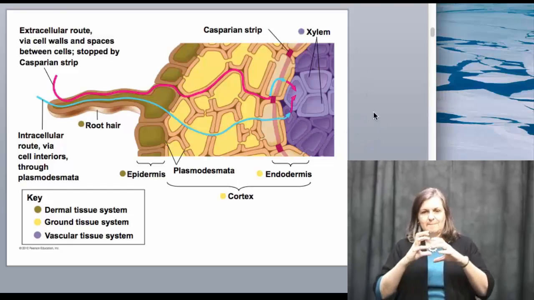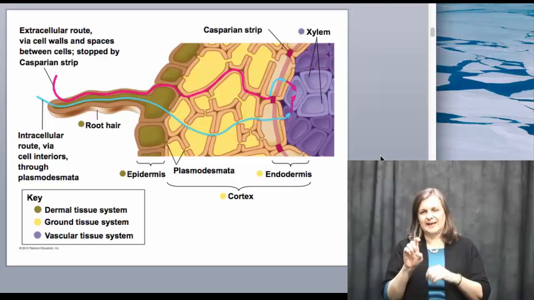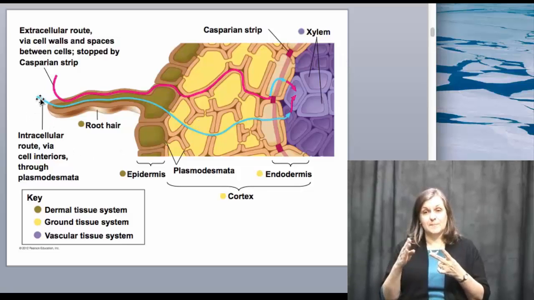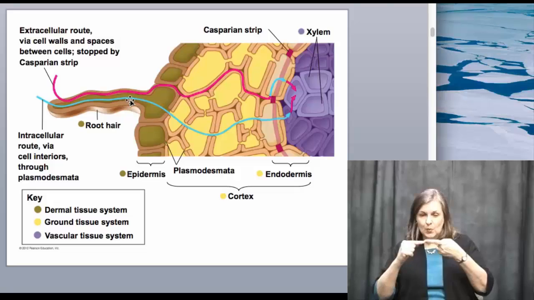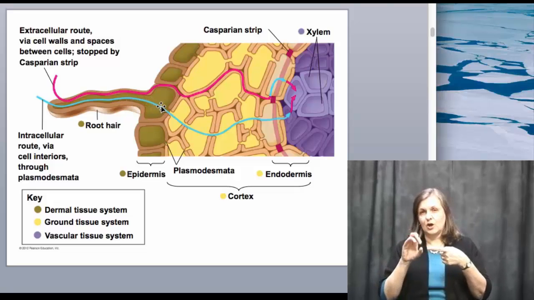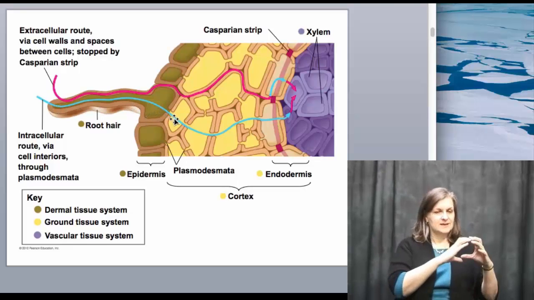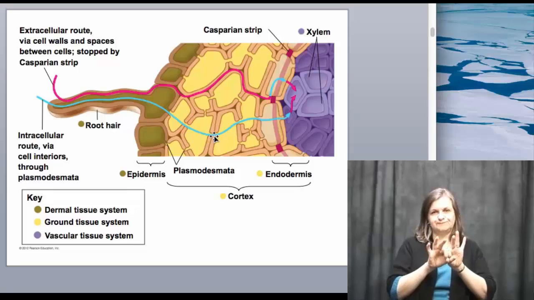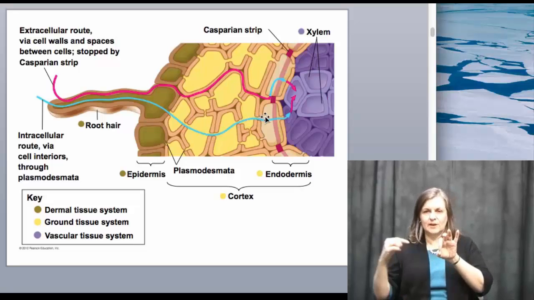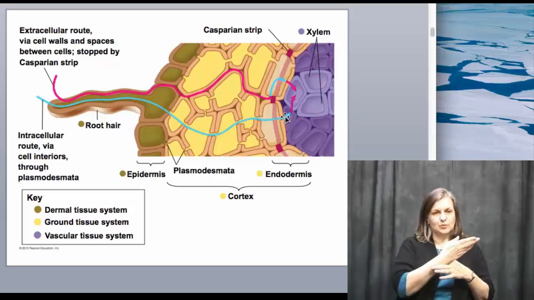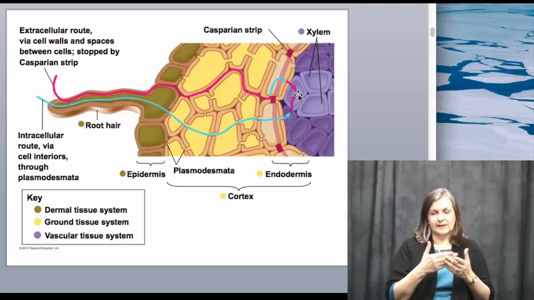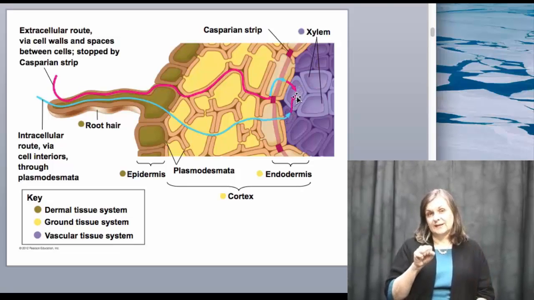So the xylem and the phloem are this big bundle in the middle, and we'll look at a zoomed out picture in just a second. But this intracellular route, this blue line, is actually moving in through the root hair. You notice this root hair is a single cell. Moving in through the root hair and then through these gaps in the plant cells, through the ground tissue, and then again through the endodermis and into the xylem to move it up the plant.